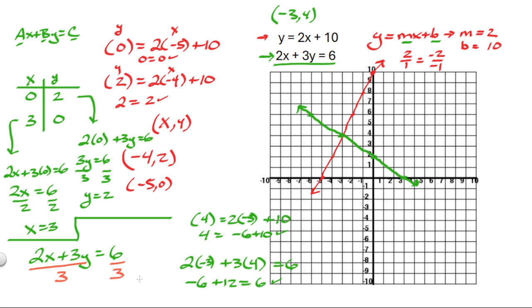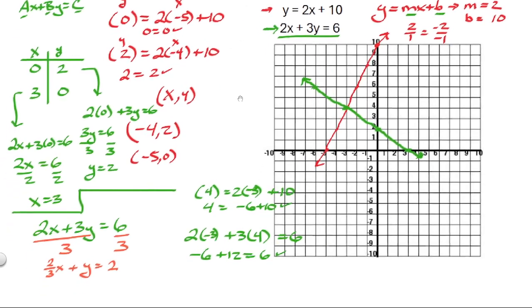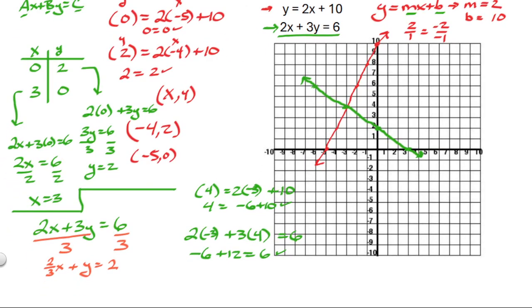We're going to take a third of each side, and that gives us 2/3 x. It's distributive property. We distribute 1/3 to both the 2x and 1/3 to 3y, plus y equals, and 6/3 is equal to 2. Then I can just subtract or add the opposite of 2/3 x to both sides. I'll go ahead and add it.